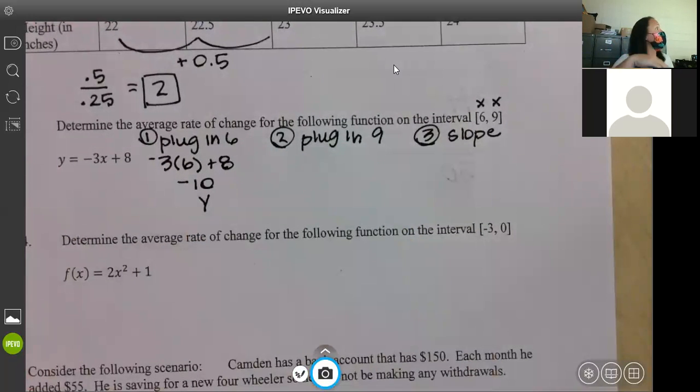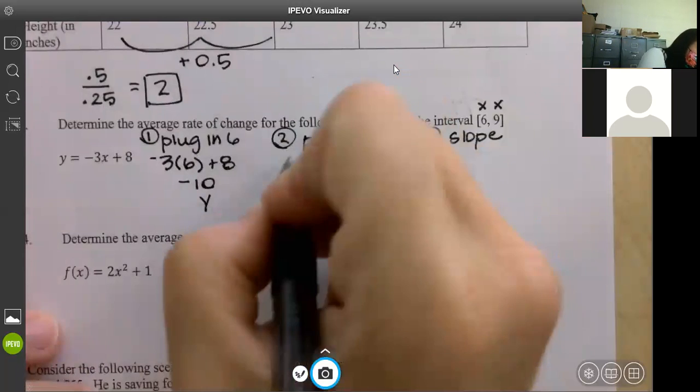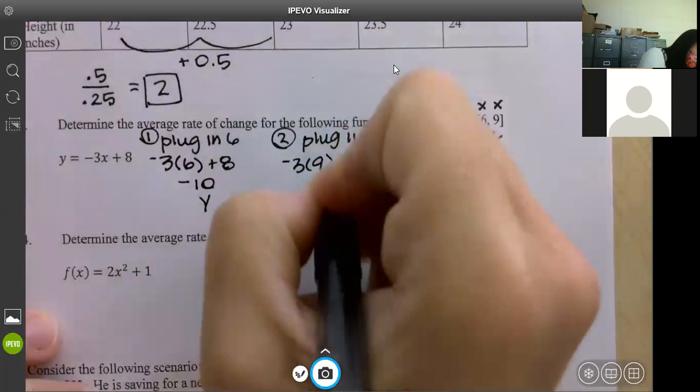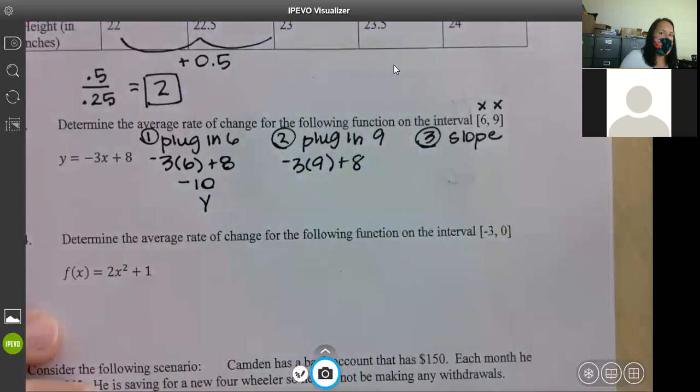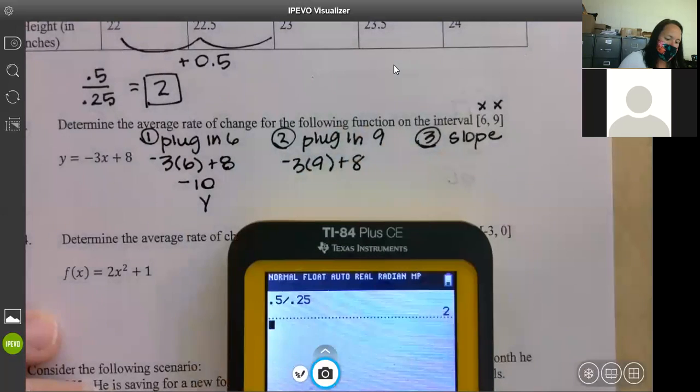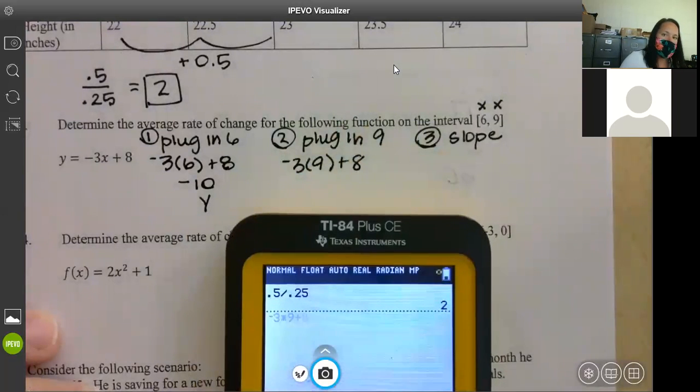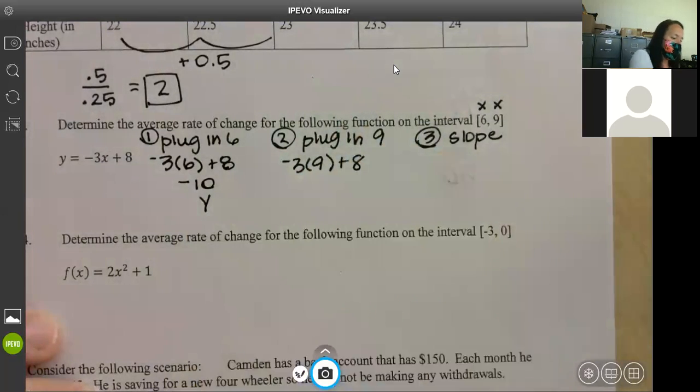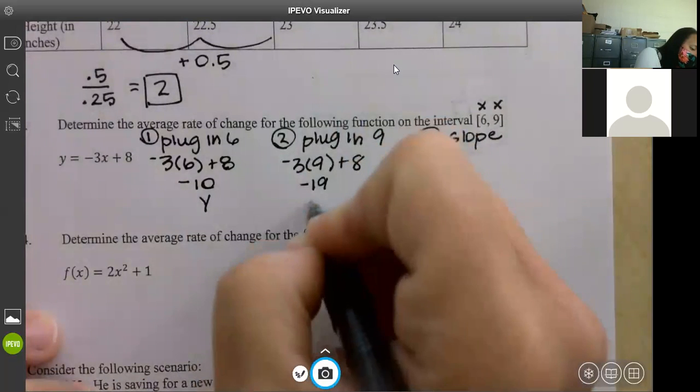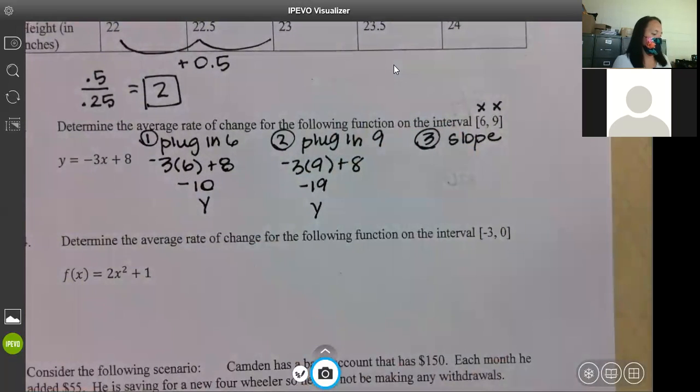So we're going to find the slope, but we had to find our y's first. They only gave us x's. We're going to plug in 9. -3 times 9 plus 8. If you can't do that in your head, you have a calculator. -3 times 9 plus 8 gives us -19. That's your second y.